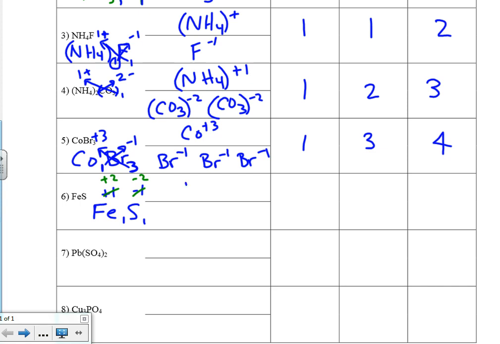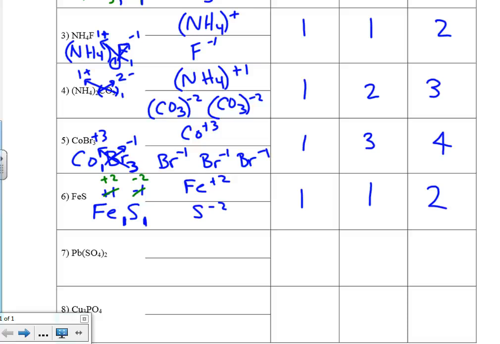Rewriting our inventory, we see that there is 1 iron ion. I'm getting that from the subscript in the formula. So there's 1 iron ion, it's a +2 charge. There's 1 sulfide ion. Again, I'm getting the 1 sulfide ion from the subscript, and that sulfide ion has a -2 charge. So here, 1 cation, 1 anion, 2 total ions.